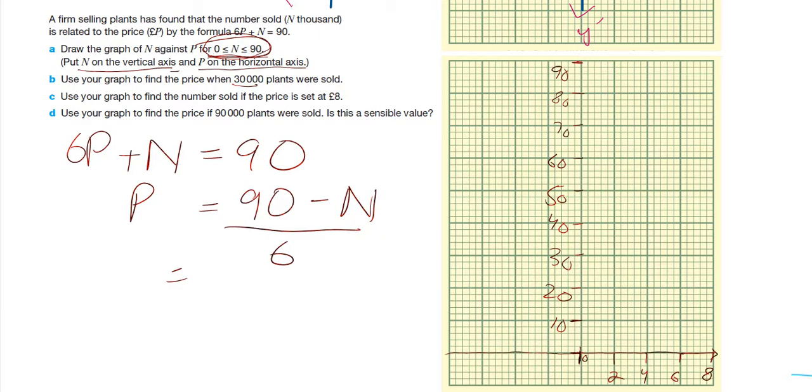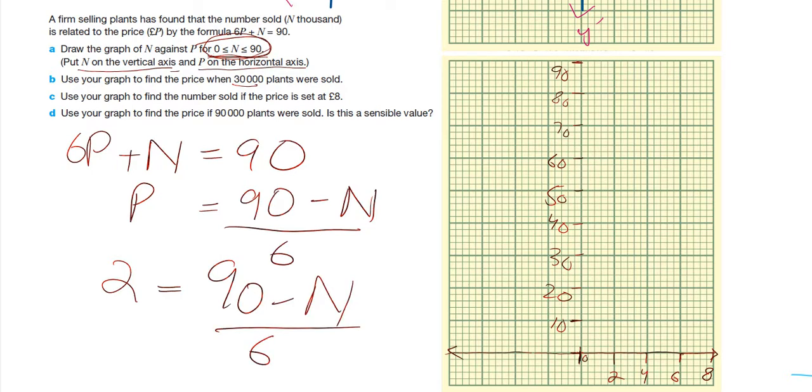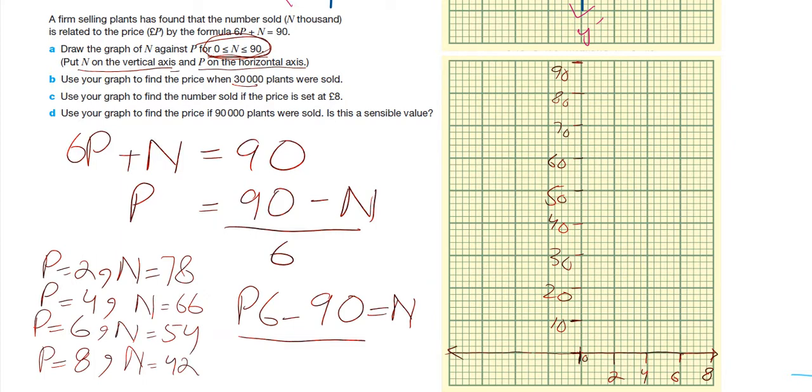All right, okay, so we have to draw according to these points. Okay, let's say when your n is 90, your p is 2, what would be your n? Okay, I got all of these points, all those ordered pairs over here, and now we can easily plot them on the graph.